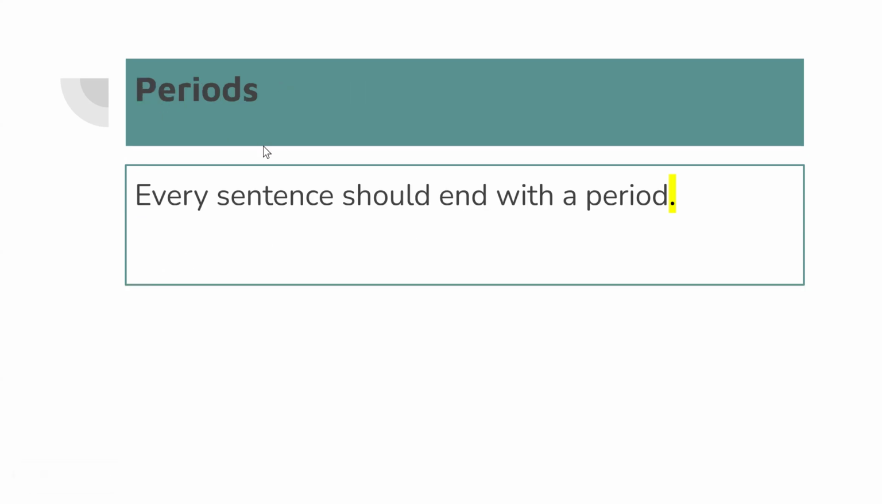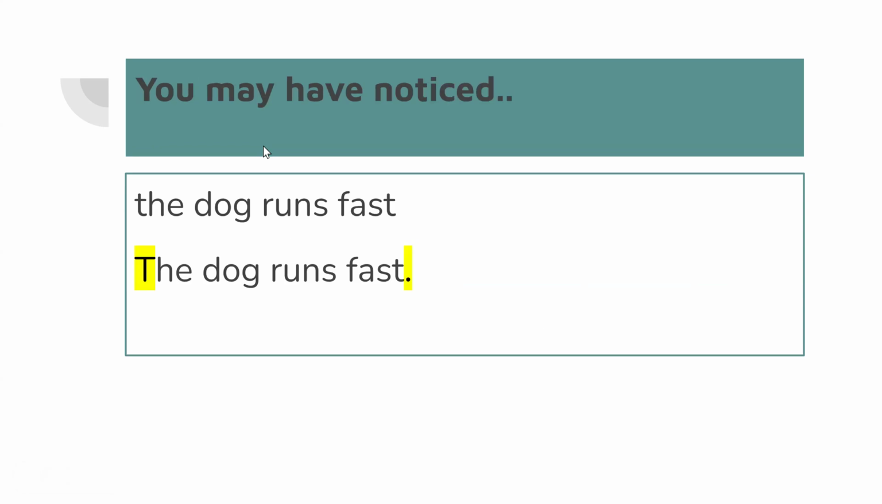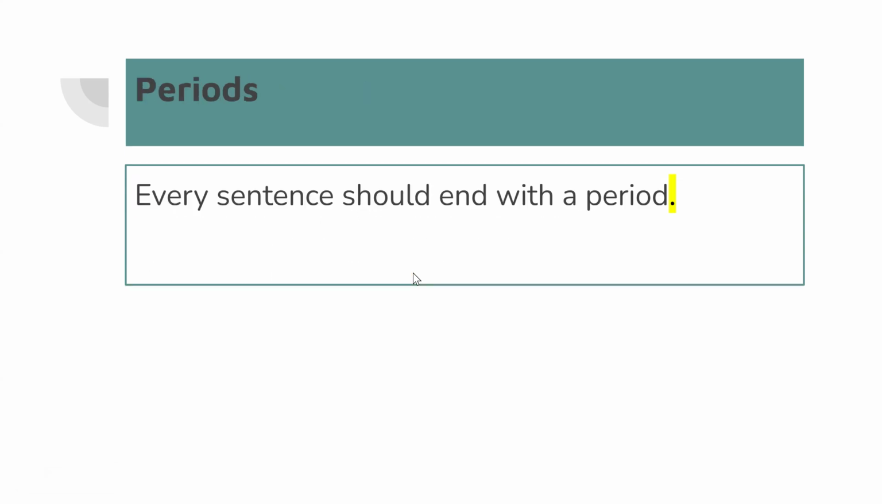You might also have noticed in our previous slides, the dog runs fast, that it ends with a period, which again, as I mentioned before, is highlighted in yellow. Every sentence should end with a period because that means that it's completing your thought. You're all done with this sentence. There's nothing more to add. So remember to end your sentence with a period. That looks just like a little dot on your paper.